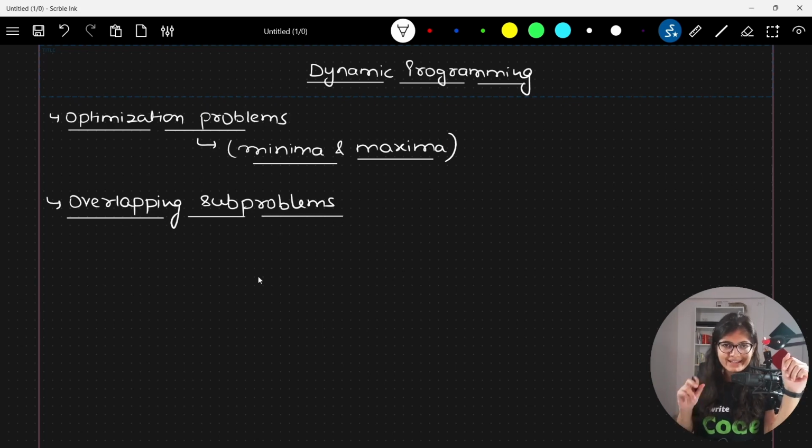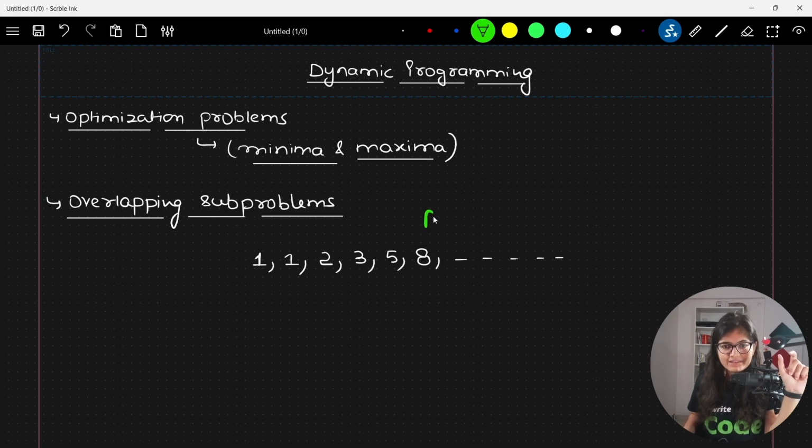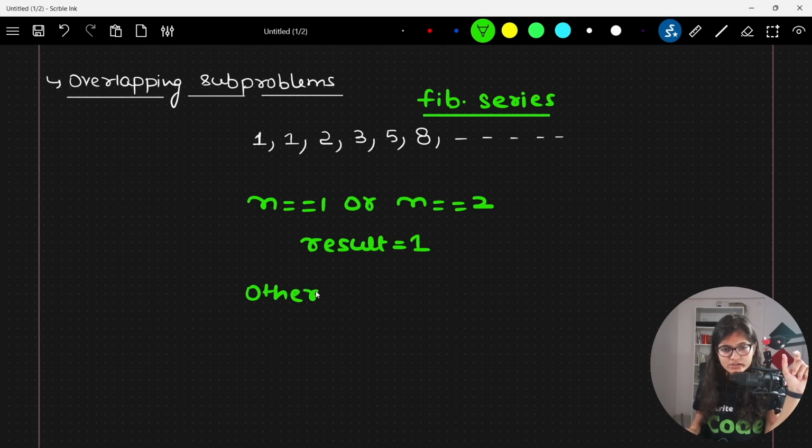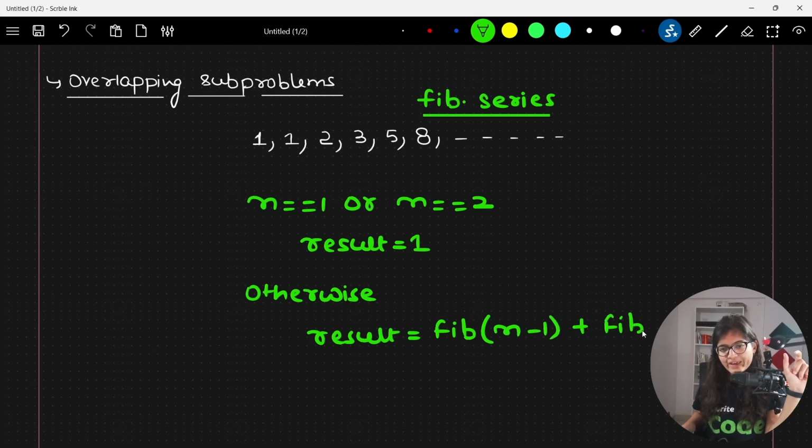For example, I would like to take the Fibonacci series. What is the Fibonacci series, by the way? The starting elements are 1 and 1, and from the third element, it is the summation of the previous two. So it will be 2, 2 plus 1 is 3, 3 plus 2 is 5, 5 plus 3 is 8, and so on. The Fibonacci series says that when n is equal to 1 or n is equal to 2, the result is 1 itself. Otherwise, the result is the summation of the previous two numbers, which is fib of n minus 1 plus fib of n minus 2.